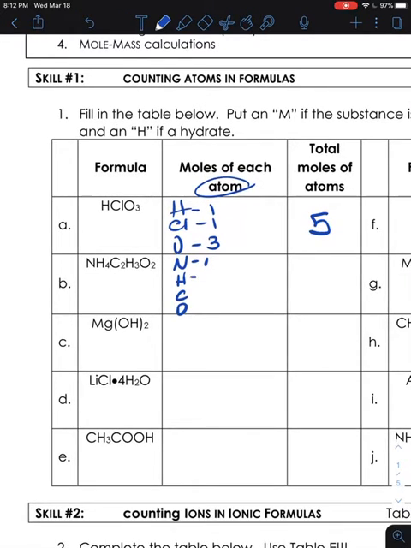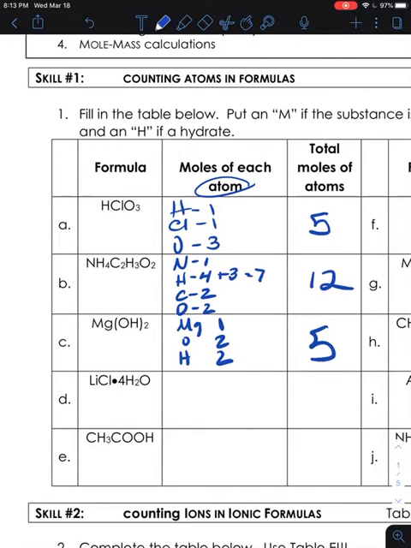So I have 1 nitrogen, 4 hydrogen, 2 carbons, 3 hydrogens, and 2 oxygens. So we have 12. This one, magnesium, 1, 2, and 2.